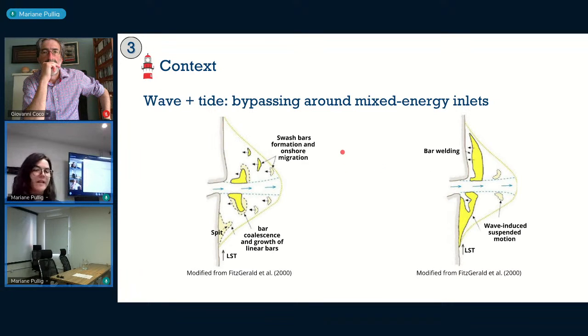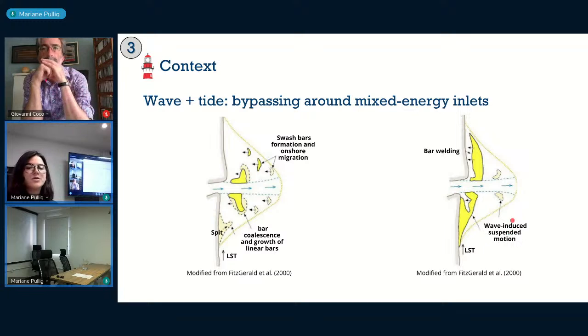Well, when you have a mixed energy environment, you have those two drivers generating transport along tidal regions. So we have the waves forming those bars along the spatial waterfall, and we have the tides inducing a suspended motion with the waves, mostly during flood conditions, that ended up creating a landward transport along the marginal channels of the inlet.